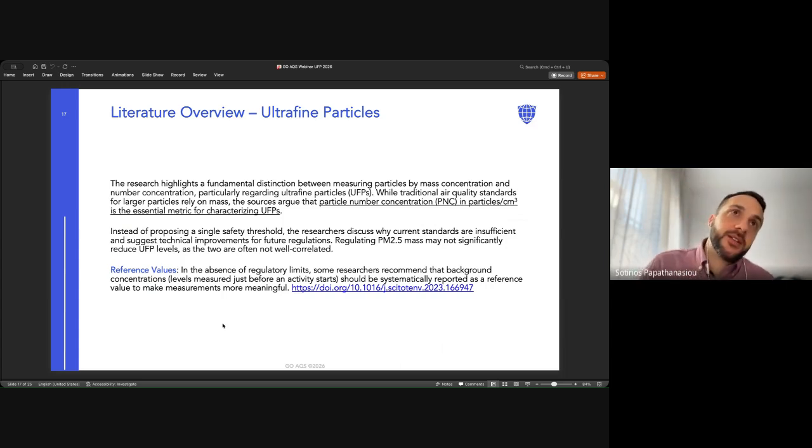Again, the lung deposit was also mentioned in some other papers. And some other scientists clearly say that, instead of proposing a single safety threshold, they were discussing why current standards were insufficient, and suggest technical improvements for future regulation. Regulating PM2.5 mass may not significantly reduce ultrafine levels.